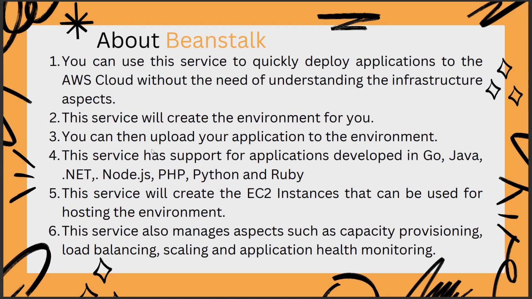Going on to the main AWS service that we'll be focusing on today, AWS Elastic Beanstalk. You can use this service to quickly deploy an application to the AWS cloud without needing to understand the infrastructure aspects. This service will create the environment for you. You can create and then upload your application to this environment. This service has support for applications developed in Golang, Java, .NET frameworks, Node.js, which is the application we're going to be demoing today, PHP, Python, and Ruby. This service will create EC2 instances that can be used for hosting the environment. This service will also manage aspects such as capacity provisioning, load balancing, scaling, and application health monitoring.